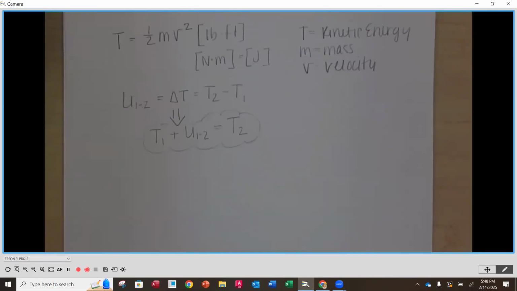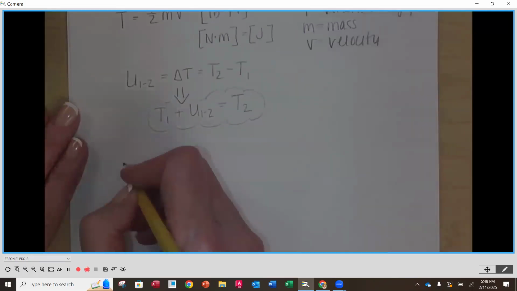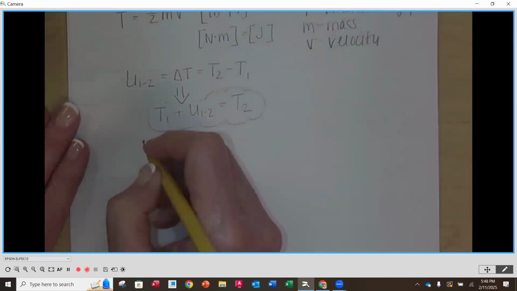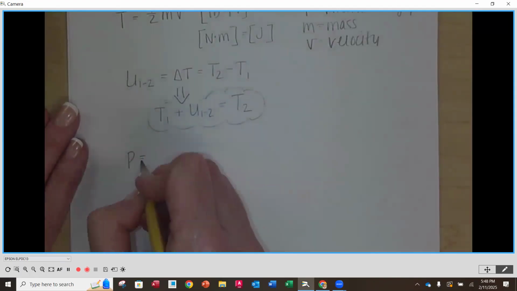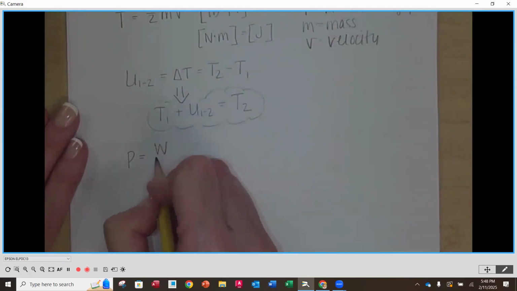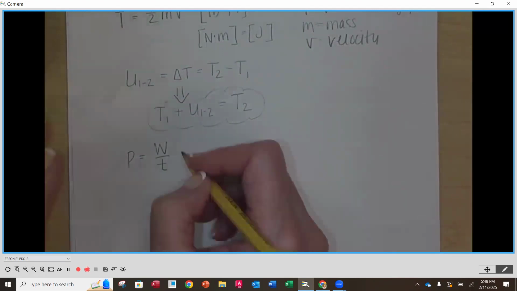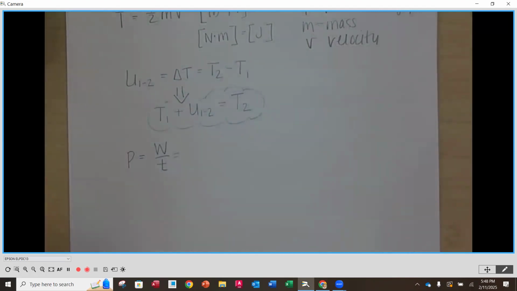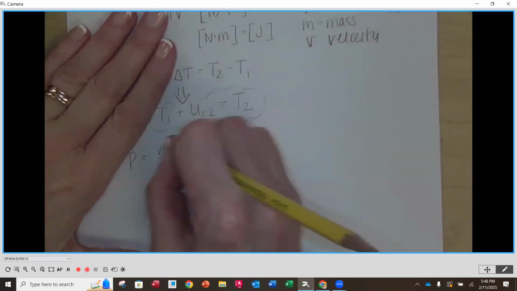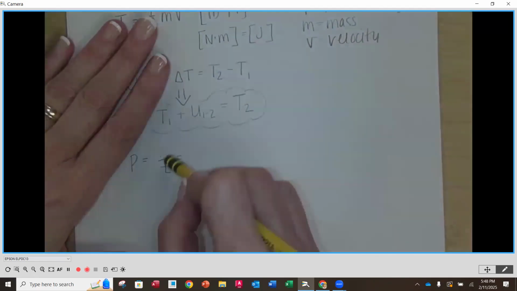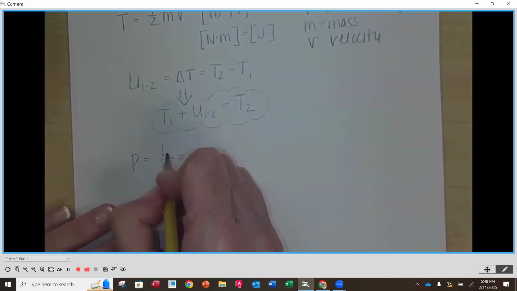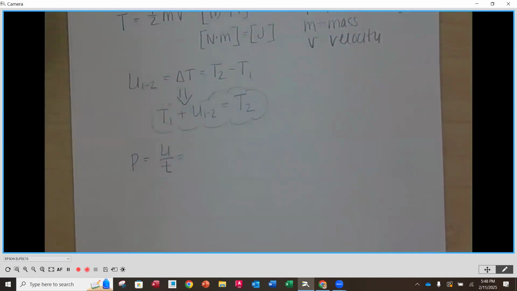The next one that I have here is going to be power. So P is going to be equal to W over T. That's time though. Yeah, it is. Sorry, I have a W here because that's like my normal. It's U, it's work over time. It's how fast do we do the work?